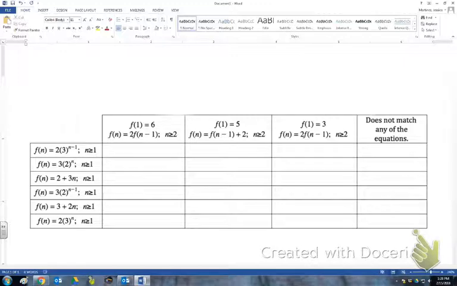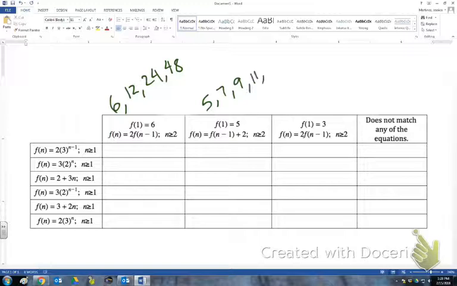So if I was going to write the sequence, it would be 6, comma, the next term is, I'm sorry, multiply by 2. The next term is 12, the next term is 24, the next term is 48. For the middle column, my first term is 5, and I'm adding 2 every time to get to the next term. So 5 plus 2 is 7, plus 2 is 9, plus 2 is 11, so on and so forth. This last one, the first term is 3, and I'm multiplying by 2 every time. So 3 multiplied by 2 is 6, multiplied by 2 is 12, multiplied by 2 is 24, so on and so forth. If I can correctly match that sequence to these explicit formulas, then I should be good to go.